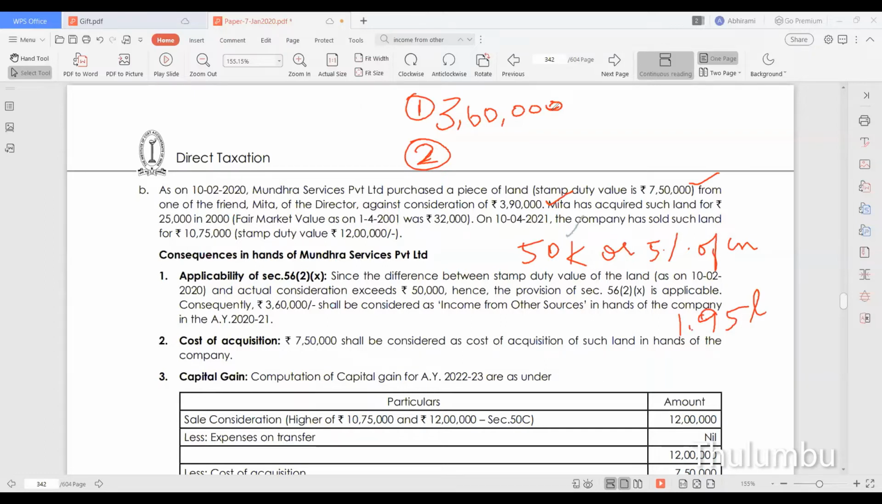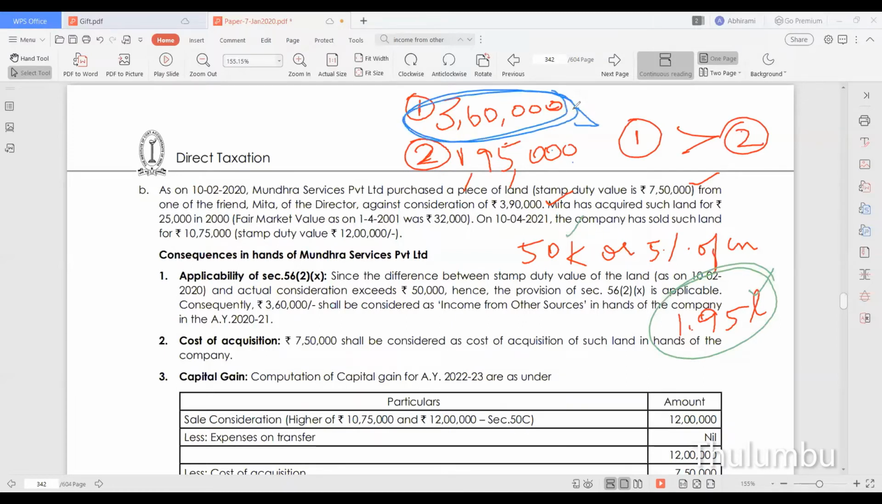So 50,000 or 1.95 lakhs. So step number 2 is the value is 1,95,000. So step number 3, check whether step 1 value is greater than step 2 value. So in the case step 1 is greater than step 2 value. So the step 1 value will be taxable as income from other sources. So 3,60,000 shall be taxable as income from other sources.